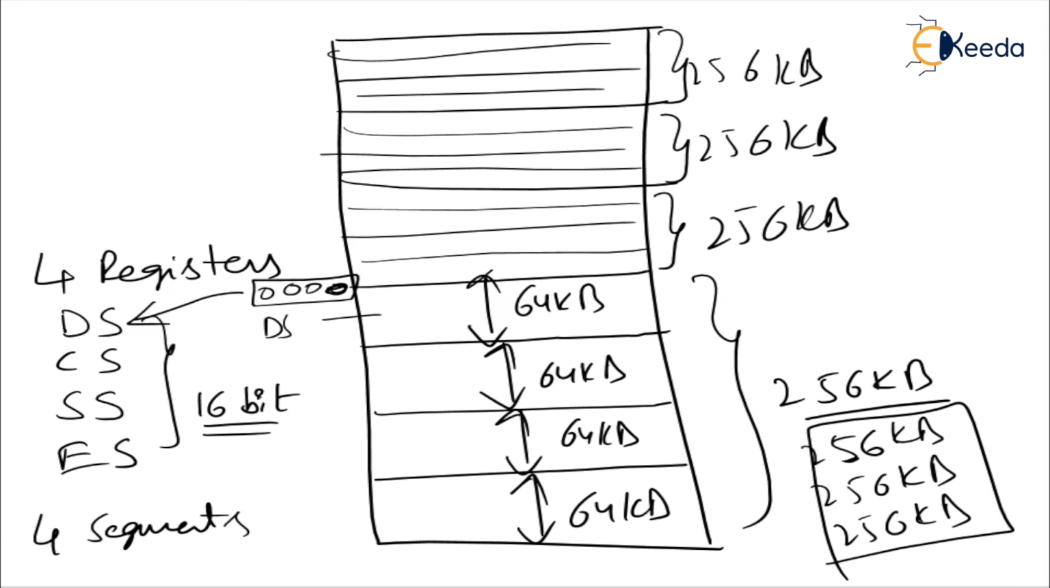So that's why we are having a maximum mode, remember. All the remaining 256 kilobytes will be used for another microprocessor. Suppose another microprocessor wants to communicate, then that microprocessor can also access this memory. That is the advantage of the 8086 microprocessor.